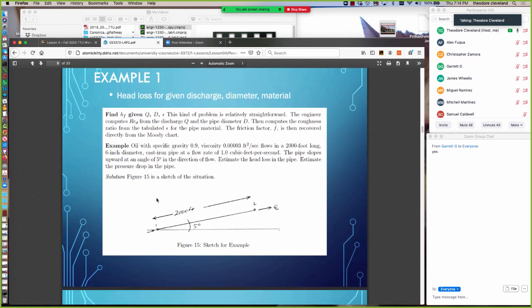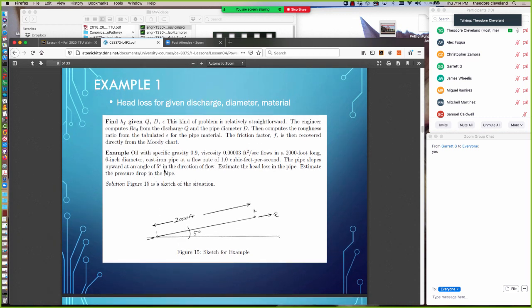So here's a simple computational example. Oil, specific gravity 0.9, viscosity 0.00003 feet squared per second, flowing in a 2,000 foot long, 6-inch diameter cast iron pipe at 1 cubic foot per second, and the pipe slopes upward at 5 degrees in the direction of flow. Estimate the head loss in the pipe. So that's our task. The other question it asks is to estimate the pressure drop in the pipe. If we can figure out the head loss, the pressure drop is very straightforward.